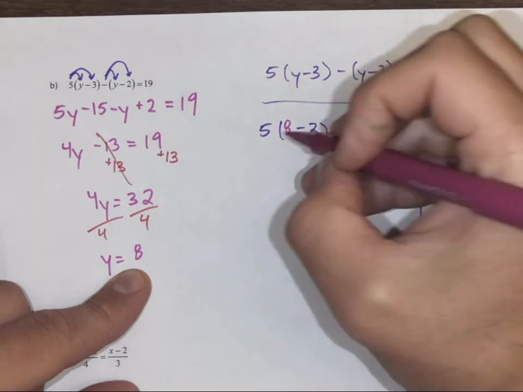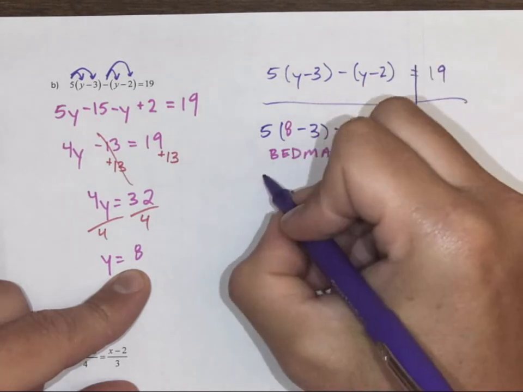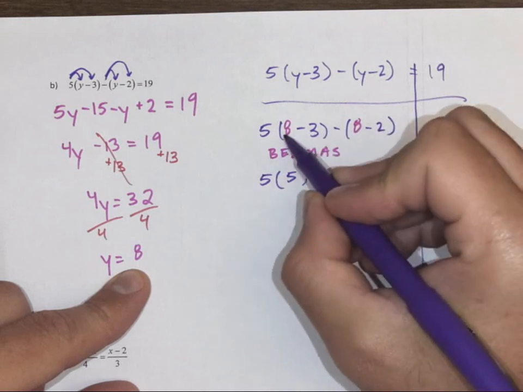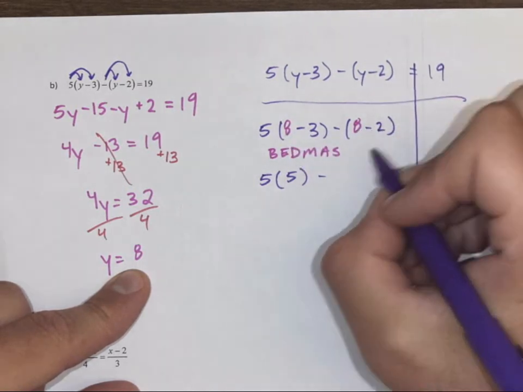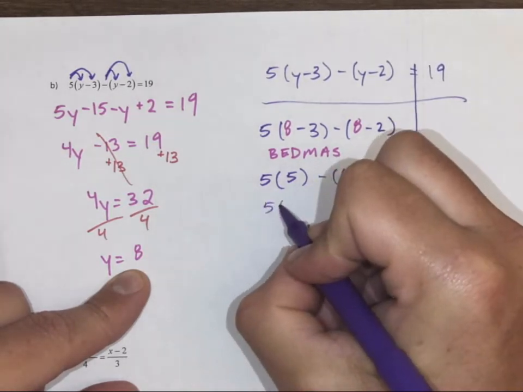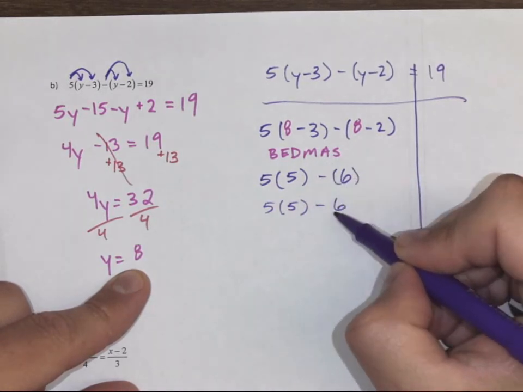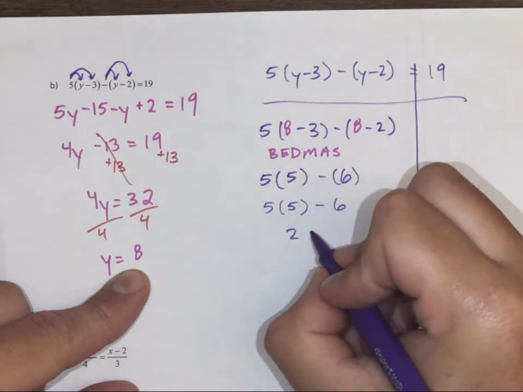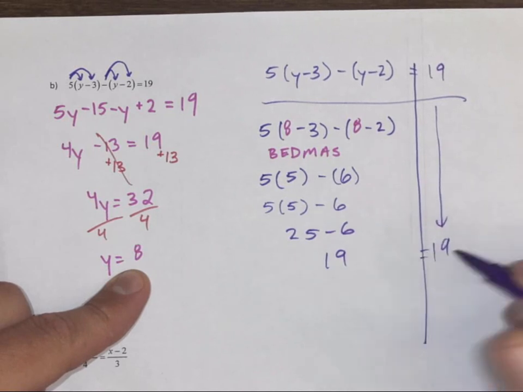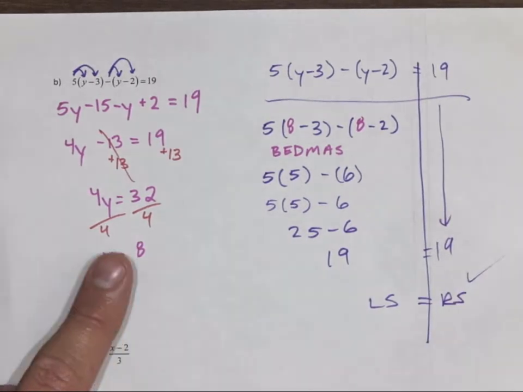All previous math still exists, so now I follow my order of operations. Take care of what's inside the bracket first. 8 minus 3 is 5. This bracket does not affect that one, so I can do it at the same time. 8 minus 2 is 6. I don't really need the brackets there. That's the same as that, because negative 1 times 6 is negative 6. 5 times 5, 25, take away 6, it's 19. Hey, look at that. Once again, the left side equals the right side. So I was correct, y equals 8.